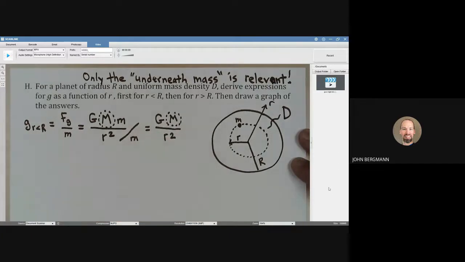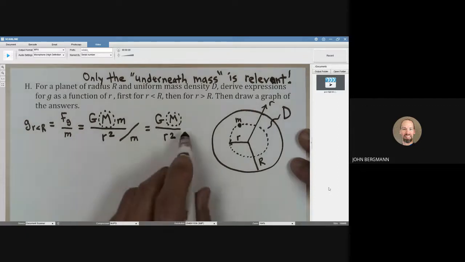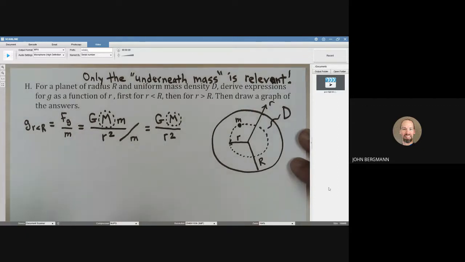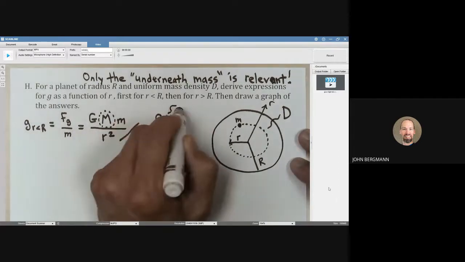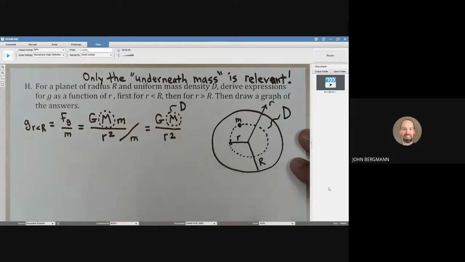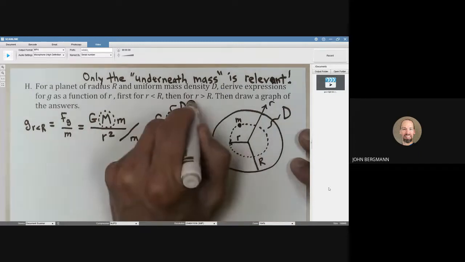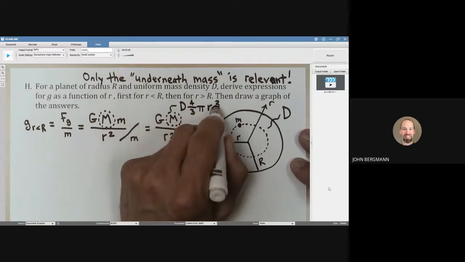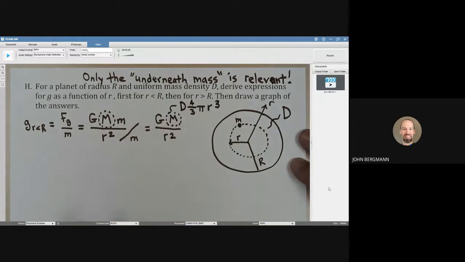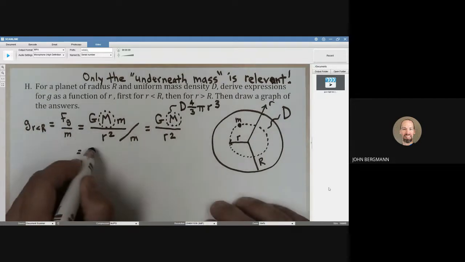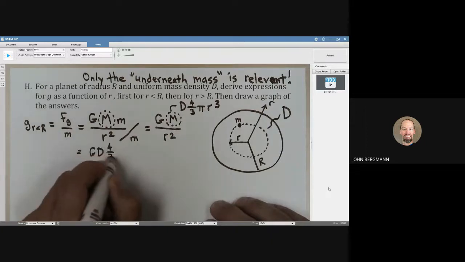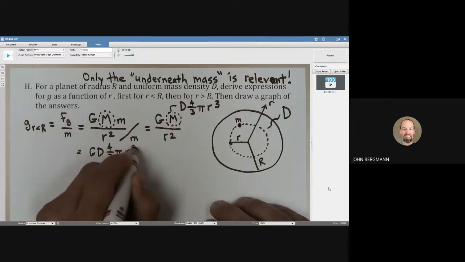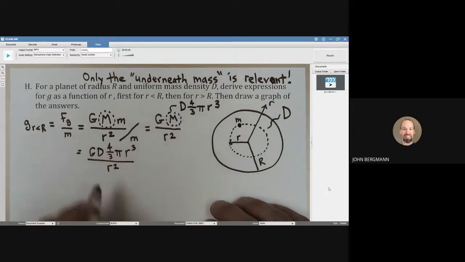Now, what's the mass underneath? Didn't you learn in chemistry that density is mass divided by volume? So that means that mass is density times volume. Well, what's the volume of this spherical dotted thing? Isn't it 4/3 pi little r cubed? That's what that mass is. Let's write out what we have here: G d 4/3 pi r cubed, and then I've got an r squared in the denominator.